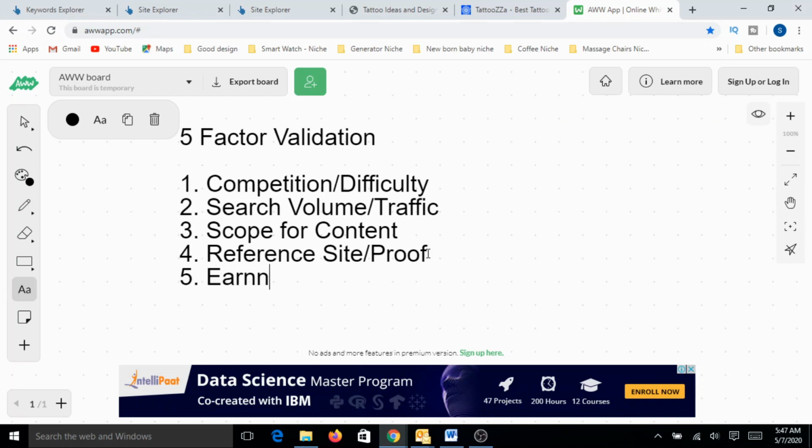The final one we look for is earning potential. At the end of the day, we create these sites to earn some money, right? So how do we check this particular earning potential?